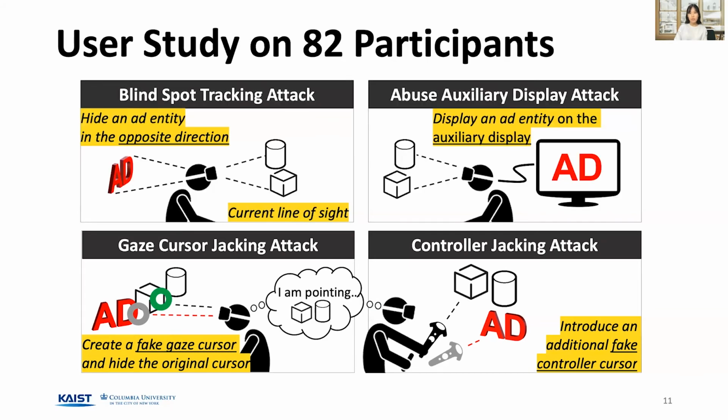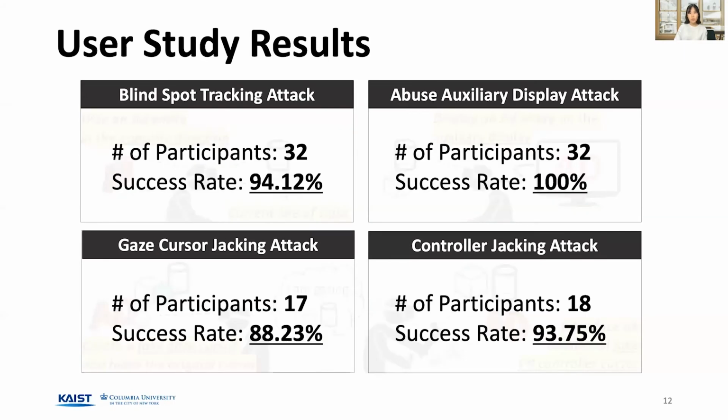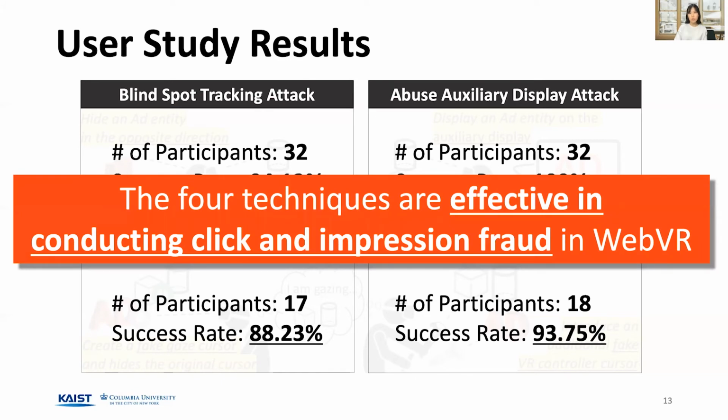To measure the efficacy of the proposed attacks, we recruited 82 participants and investigated their response to 4 attack scenarios. And this shows the result. First, the blind spot tracking and auxiliary display attacks were successful with 94% and 100% respectively. The result of the two click-hijacking attacks showed that more than 88% of the participants clicked on the ad entity. Therefore, the result shows the 4 ad fraud techniques are effective in conducting click and impression fraud in WebVR.